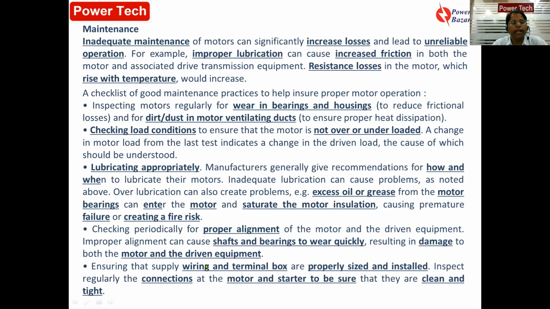Plus, the wiring terminal box has to be inspected, particularly in the rainy season. Aluminum tape should be provided in the terminal box so that rain moisture will not go inside the terminal blocks. Then your motor starter connection also needs to be properly clean and tight. So these are the maintenance practices of motors.